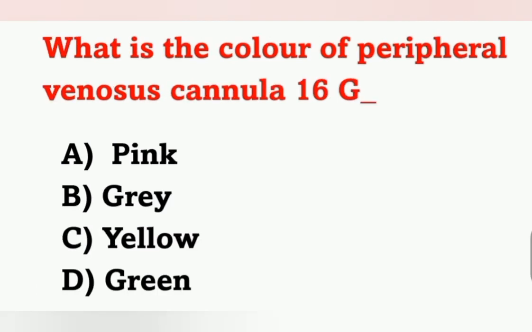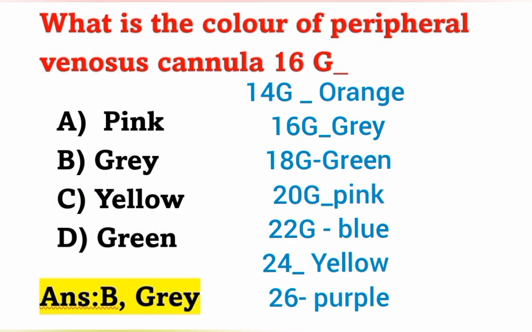Move on to the next question. What is the color of peripheral venous cannula 16 gauge? Options: option A pink, option B grey, option C yellow, option D green. 16 gauge cannula color. It is grey color. Option B is the correct answer.